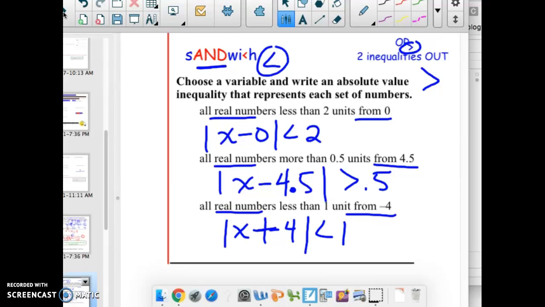So the key here is that all real numbers turn into x. This middle sign all the time is subtract, unless it turns to a minus. This sign just drops down like it is. And then we just talk about how many units away. So it says from negative 4, from 4.5, from 0. And then on the outside it goes from there.